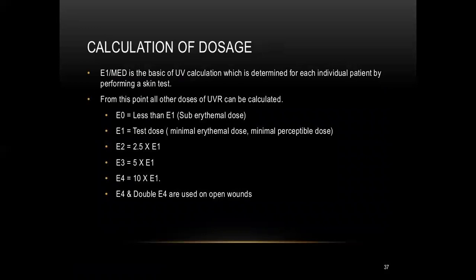Next is the calculation of dose. E1, the MED, is the basis of UV calculation, which is determined for each individual patient by performing a skin test. From that point, all other doses of UVR can be calculated. E0 is less than E1. E1 test dose is the minimal erythemal dose, the minimal perceptible dose. E2 is 2.5 times E1. E3 is 5 times E1. E4 is 10 times E1. E4 and double E4 are used on open models.